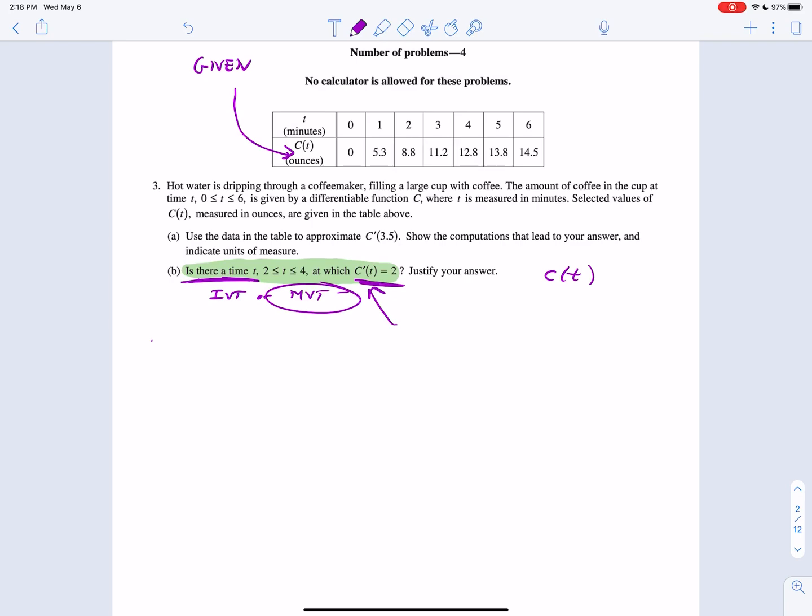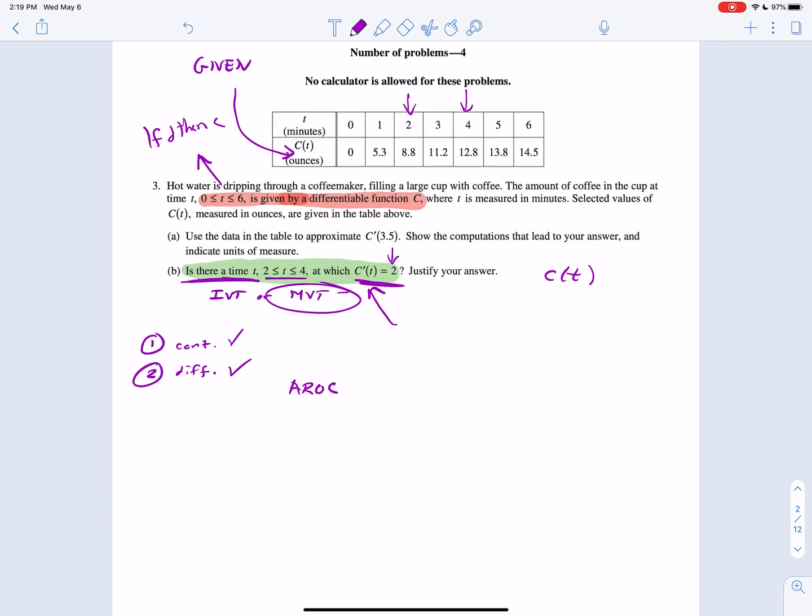MVT, you need to know if it's continuous on a closed interval and differentiable. So first, you want to make sure that you have this covered first, okay? Very sneaky. They tell you that it's a differentiable function from 0 to 6. So remember, if D, then C. So these two conditions are satisfied, okay? So we're allowed to use MVT, but it doesn't mean that it'll work yet, okay? So now what you have to do is from 2 to 4, you have to get a slope of 2. So you have to show that the average rate of change comes out to 2.